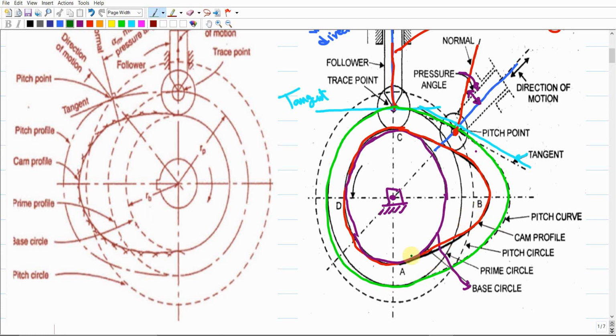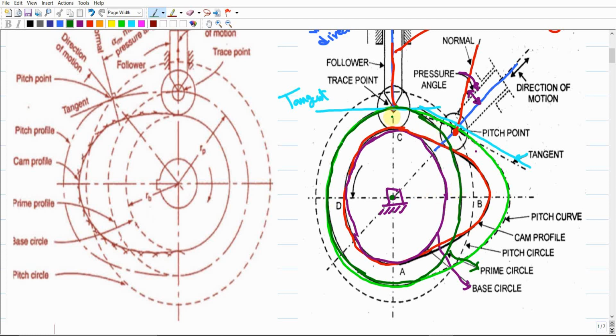So the prime circle should be drawn from the center of rotation of the cam, and it should be the smallest circle that is tangent to the pitch curve. As I am already tracing this circle, this green circle is the prime circle that I'm talking about. As you can see, the prime circle and the base circle share the same center point, right? But there is an offset distance between them.